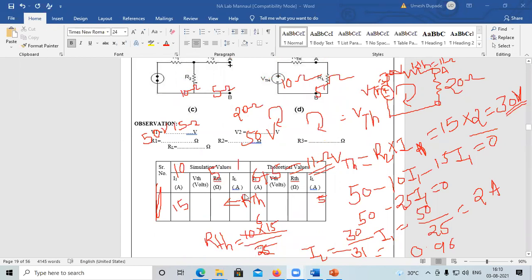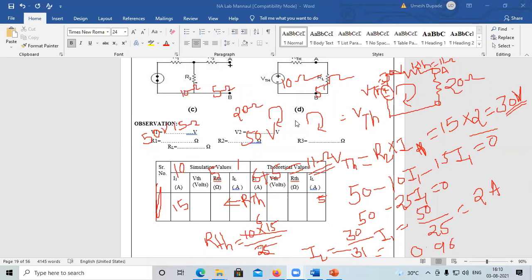So we can verify these values with the simulation values. All of you keep in mind that VTH is equal to 30, RTH is equal to 11. Then we take a current IL equal to 0.967 something. Okay, so the theoretical part is clear. Are all of you getting this?